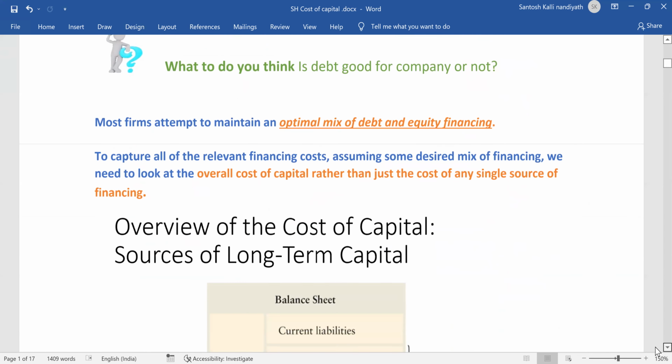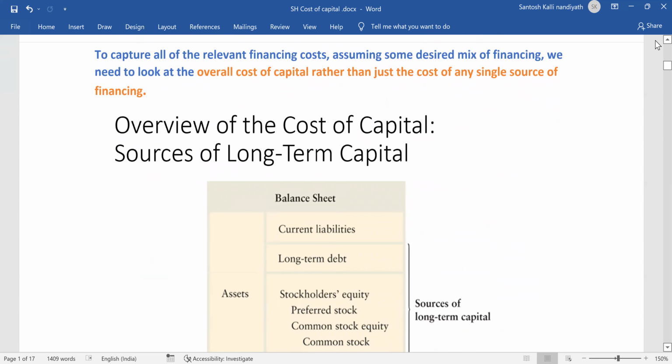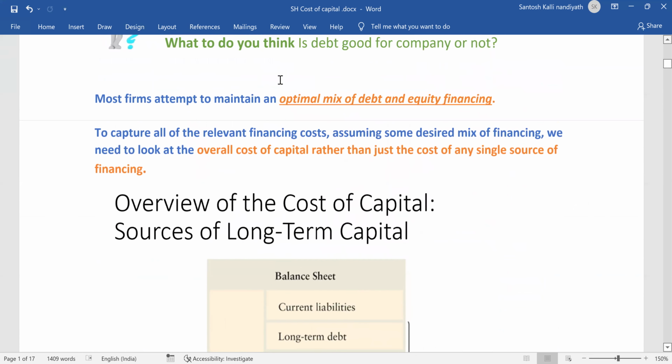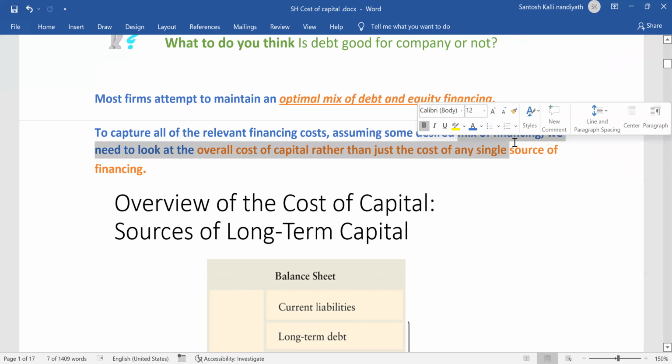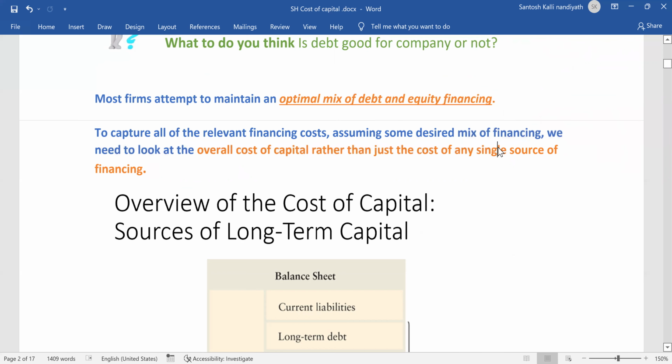So we will see how we will get it. Overall, same thing, most firms attempt to maintain an optimal mix of debt and equity financing. It means both should be there, not only debt or only equity. To capture all the relevant financing cost, assuming the most desired mix of financing, it means optimal, where we are spending less money, that would be more beneficial for the company, and that we will choose, the overall cost of capital rather than the cost of a single source of financing.